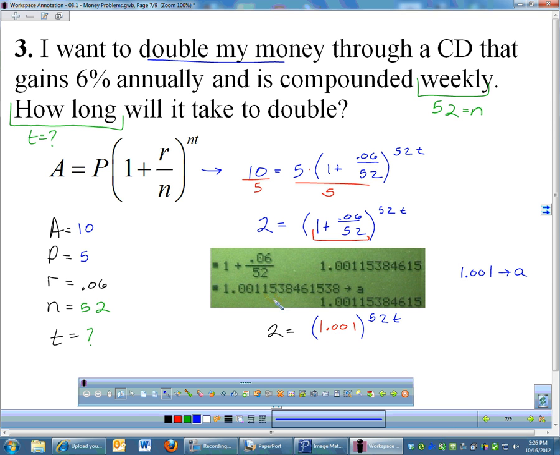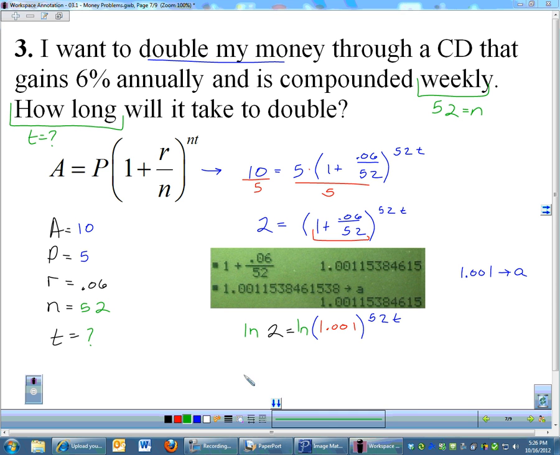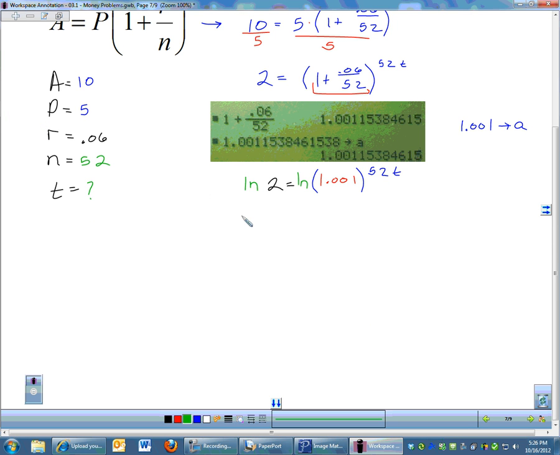So every time I need this decimal, I'm actually going to hit A. Okay, so here's where you're going to get angry because I need to solve this, but my exponent's in the variable, so we will have to take the natural log of both sides of the equation. And the reason I do that is because now, on the right side, I can take this exponent and pull it down front. That was the whole point of taking the natural log. So I can take that exponent down front, so it's going to equal 52 times T times the ln of 1.001.